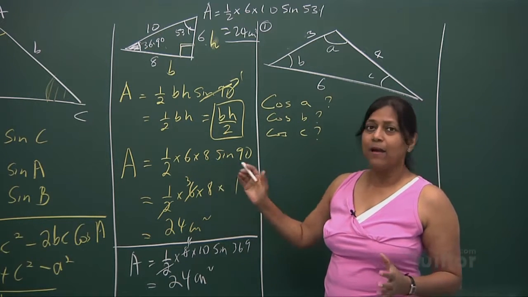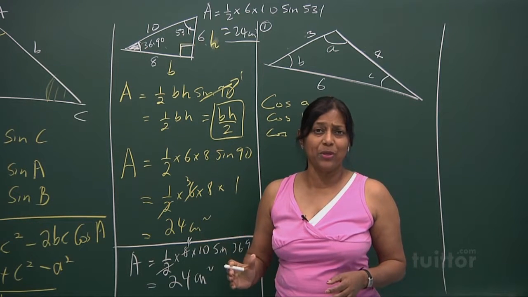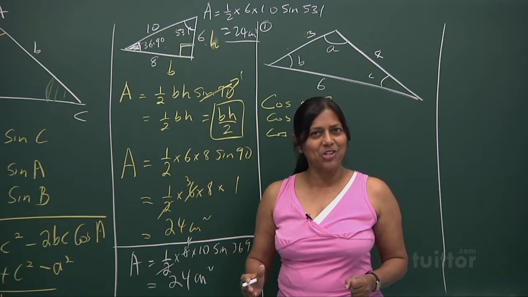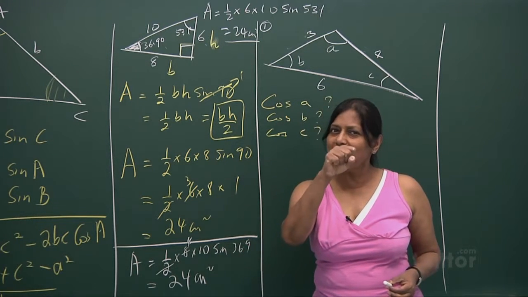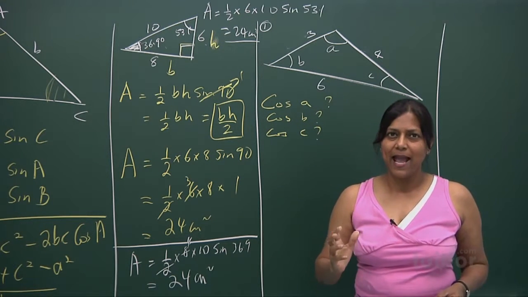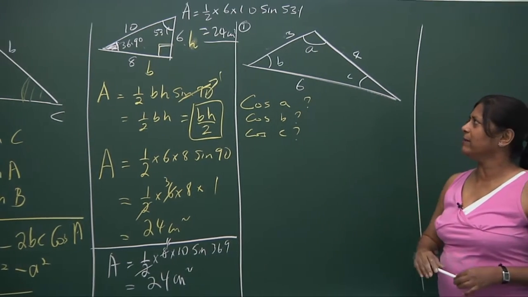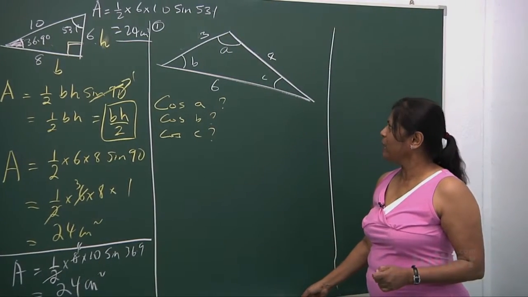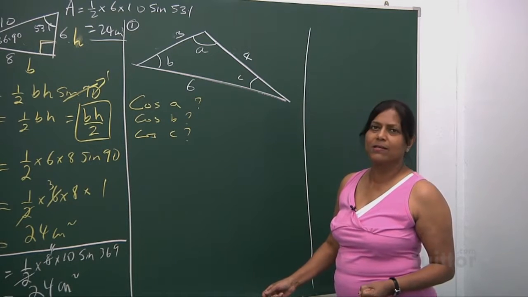I hope these formulas now resonate well with you: the sine rule, the cosine rule, the area of the triangle. I hope your brains are not cramped, and you're still feeling comfortable, relaxed, and getting to do more. Now let's look at this triangle. We have a triangle with sides 3, 4, 6, and we want to find cos A, cos B, and cos C.